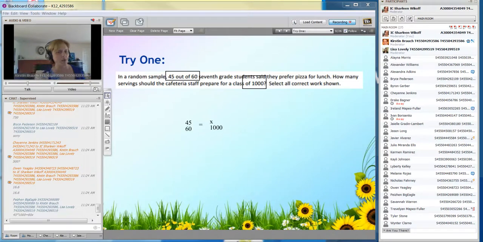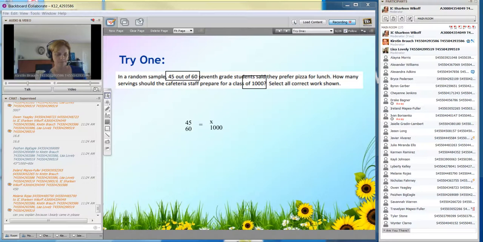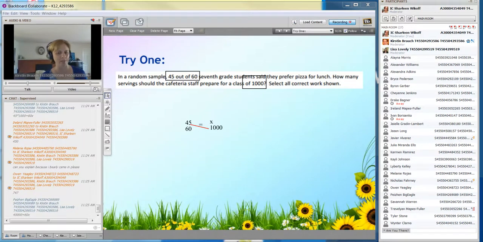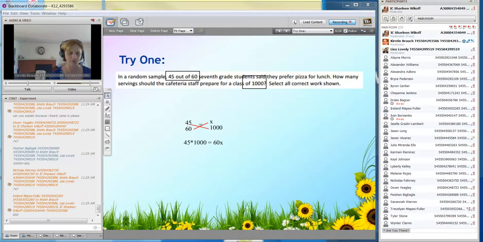So think about your cross multiplying, or you can solve it the way Nick solved it. What would you multiply 60 by to get 1,000? Okay, so remember cross multiplying, you take the diagonal numbers, the top of one fraction multiplied by the bottom of the other, and vice versa. So that turns your problem into 45 times 1,000 on one side and 60 times x on the other side.